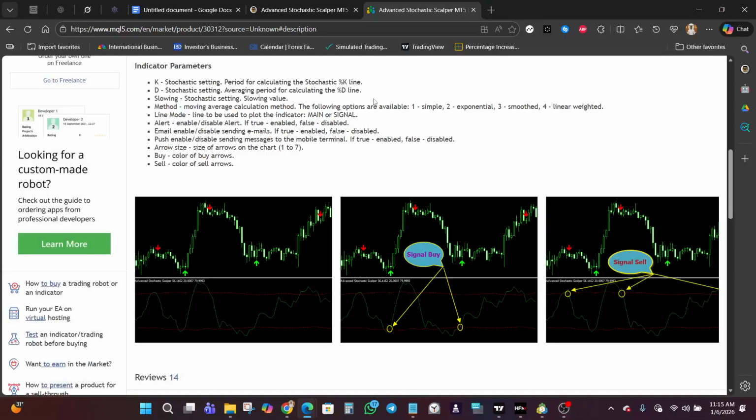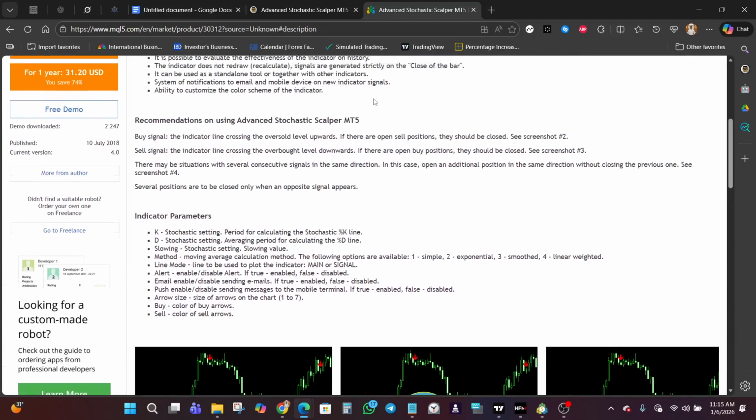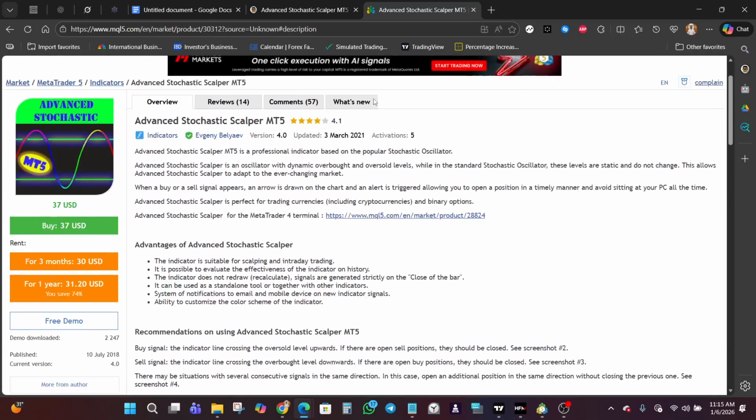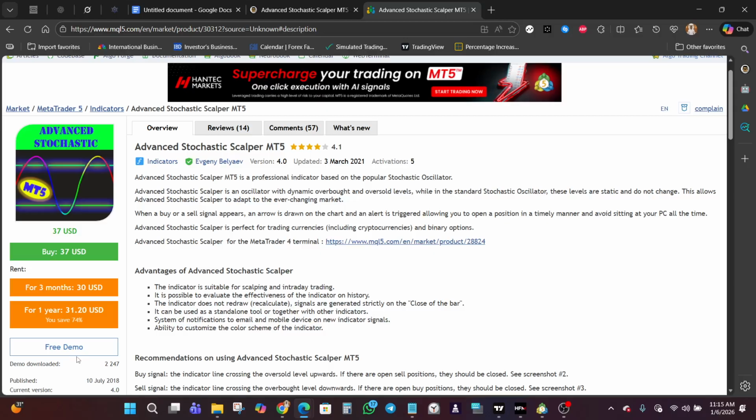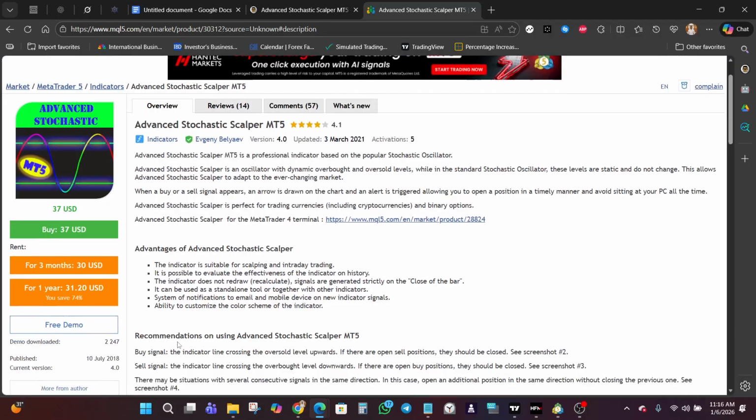Now, unfortunately, this indicator is for sale on the MQL5 marketplace, but there is a free demo for you to try out. I recommend that if you want to make any financial commitment for any indicator, you should always test it first in the free demo to know if the indicator at least gives good signals, before you consider making any financial commitment.